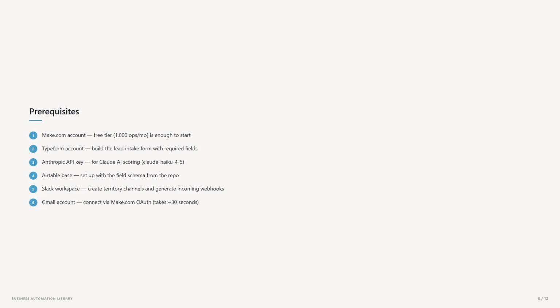So here are the prerequisites. You can go to make.com to make an account. Same thing with Typeform. For the Anthropic API key, you'll need to put in probably $5 just to get the base calls running. Then Airtable, we can also set this up for free just to test. Next is a Slack workspace, which also works for free, and most businesses would have this. Lastly is a Gmail account. And that's all you need to get started.